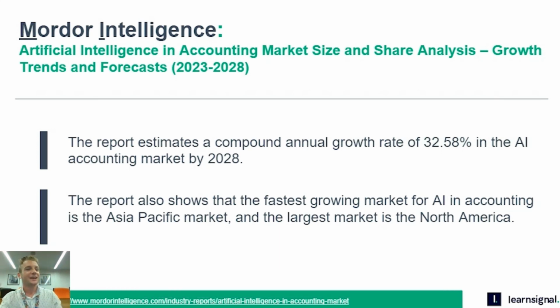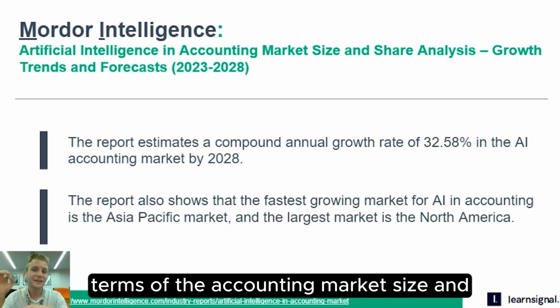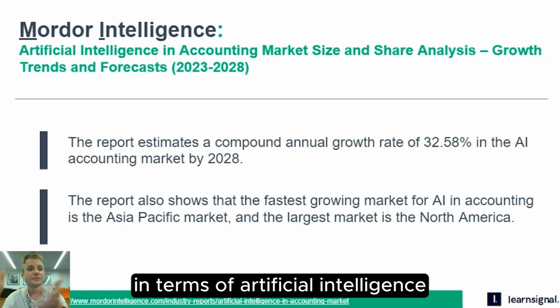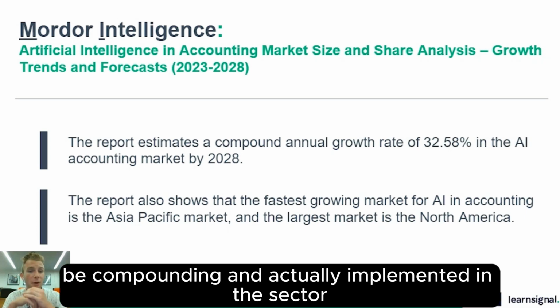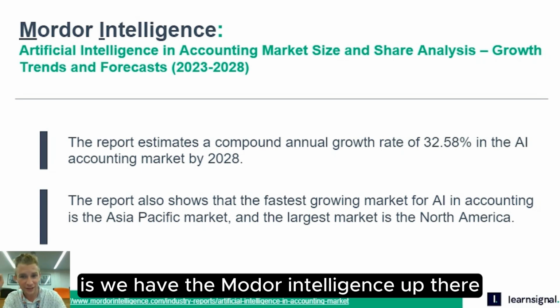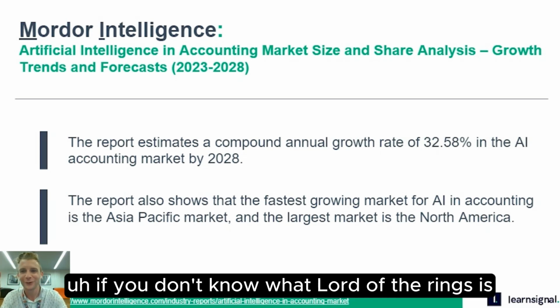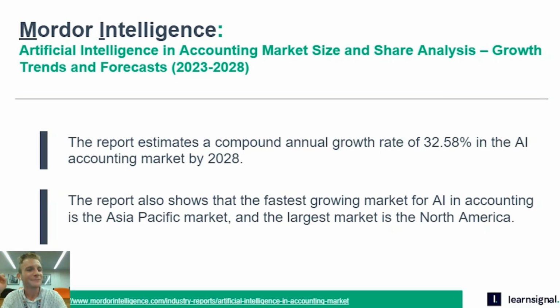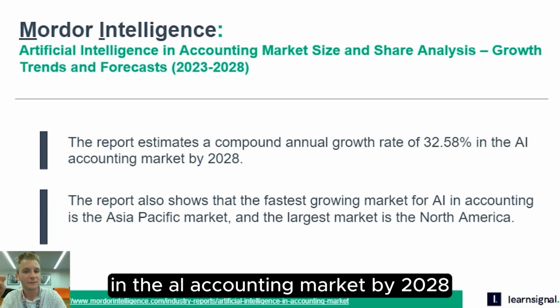So the first report, again, just to keep you in touch in terms of the accounting market size and the share analysis, in terms of artificial intelligence, the growth and the forecasts, how much it's going to be compounding and actually implemented in the sector, is the Mordor Intelligence report up there. So maybe think of it if you're a big Lord of the Rings fan. If you don't know what Lord of the Rings is, that's for a different webinar. But the report estimates a compound annual growth rate of 32.58% in the AI accounting market by 2028.